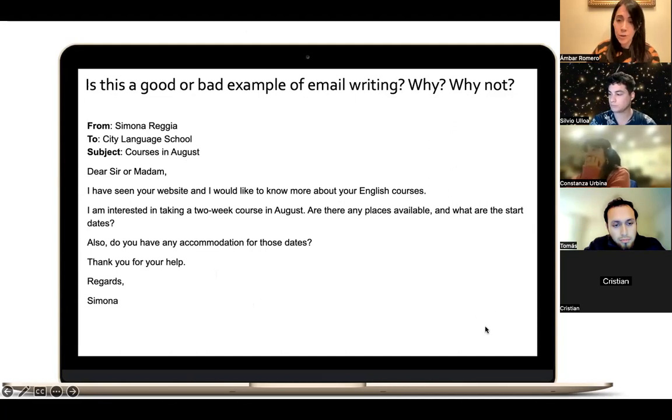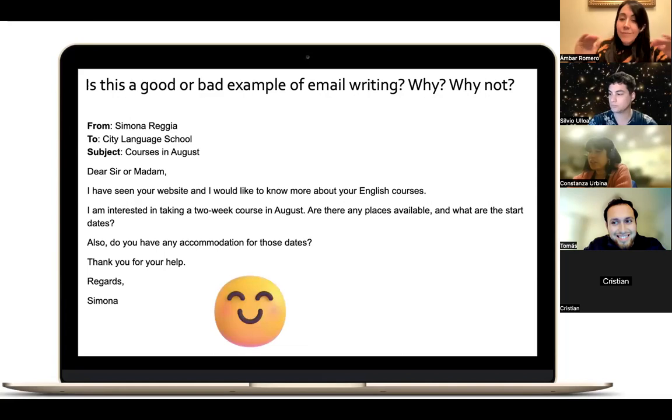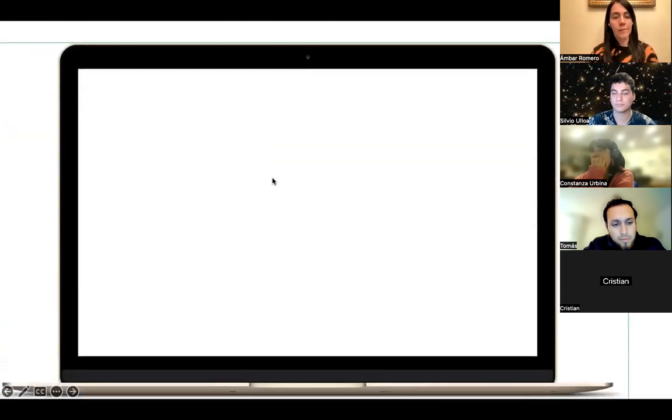Tomás, Silvio, do you agree? Yes, I think it's very clear, but I'm not sure if it's an informal or formal email. I think this is neutral. This is not too formal, not too informal. I think this is a typical example of an email. You see, Simona is writing to a language school. The language school is not like writing to a very big, very important professor at MIT, you see? So I think it's neutral, but formal.